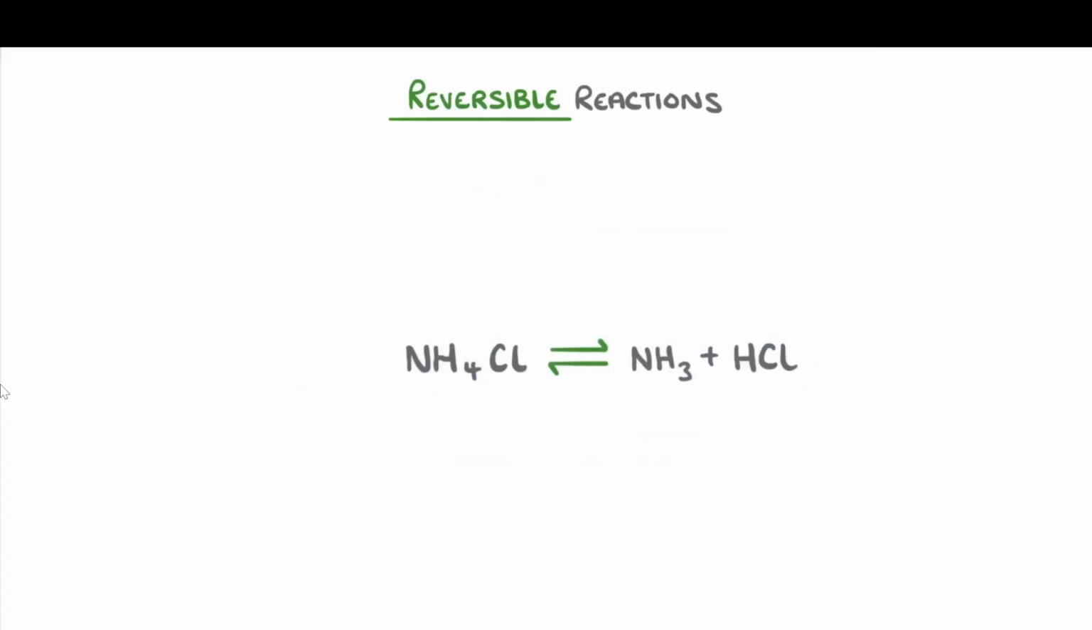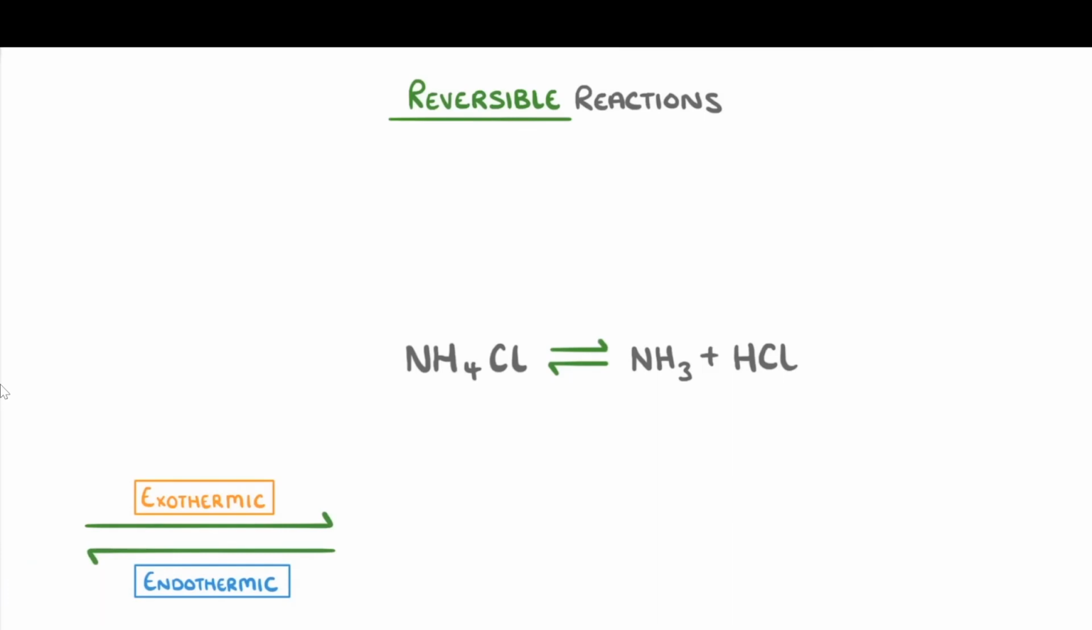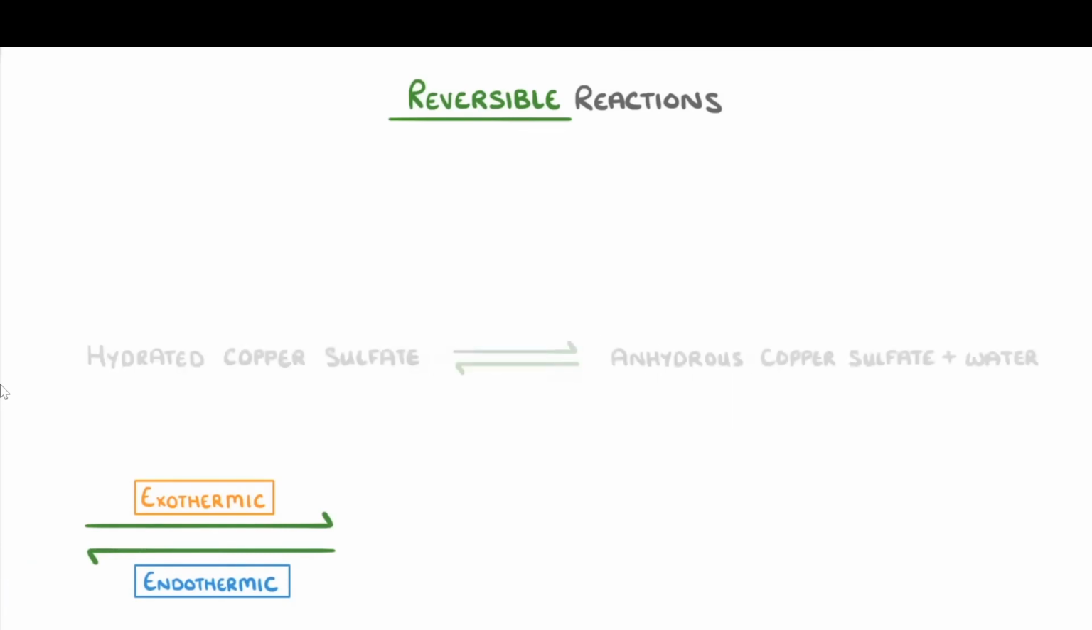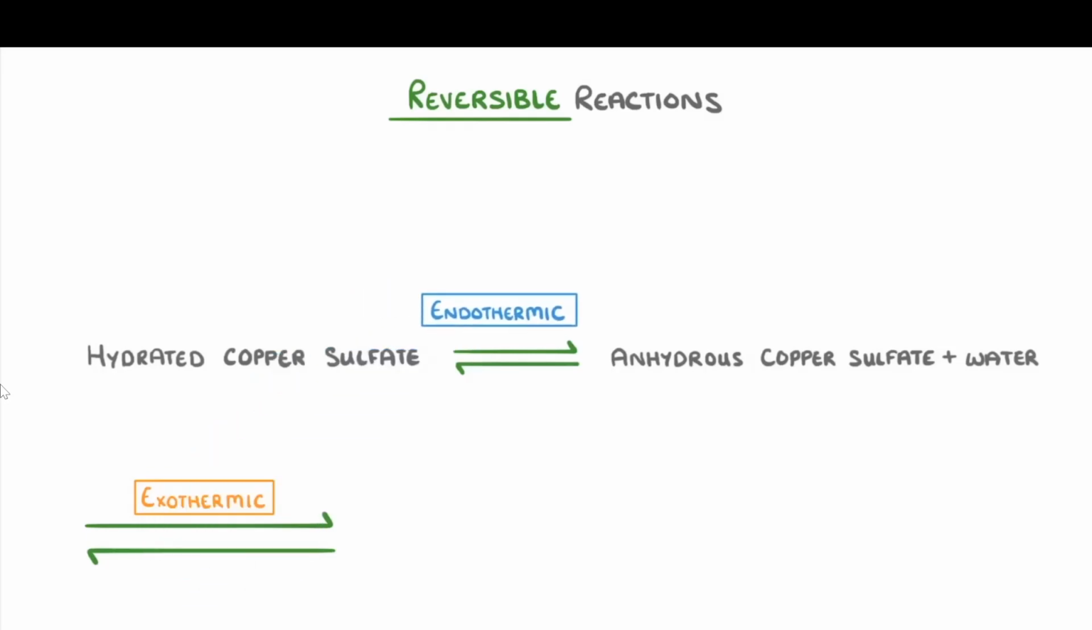The last thing we need to cover is that reversible reactions are always exothermic in one direction and endothermic in the other. For example, in this reaction, which shows the thermal decomposition of hydrated copper sulfate to anhydrous copper sulfate and water, the forward reaction is endothermic, and so the backward reaction is exothermic.